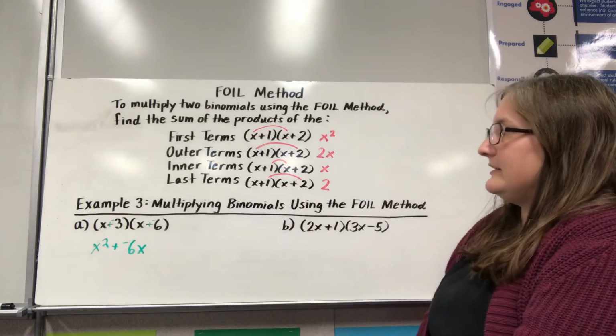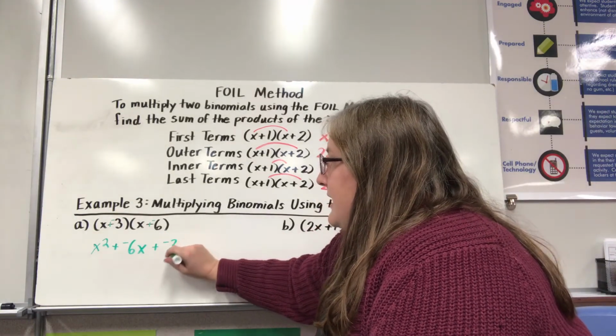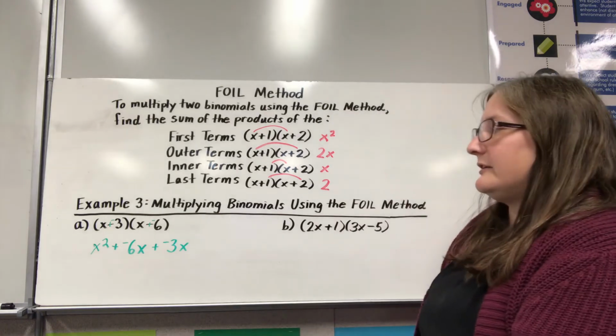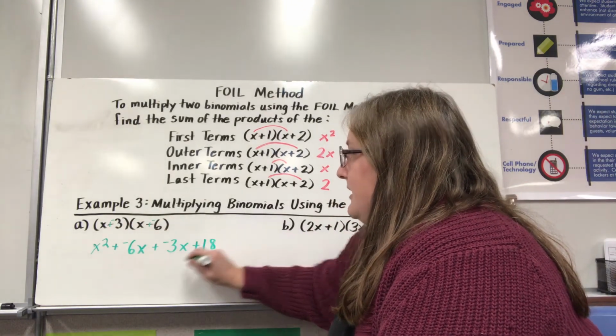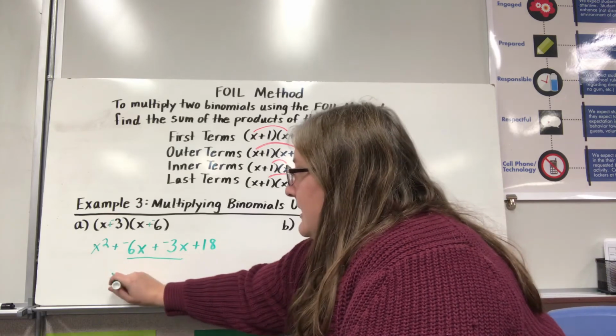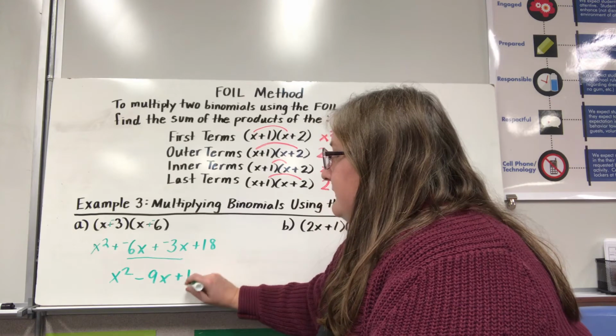Then I will do the two inside ones. Negative 3 times x is negative 3x. And finally, my last terms. Negative 3 times negative 6 will give me 18. These two can be combined, and I get x squared minus 9x plus 18.